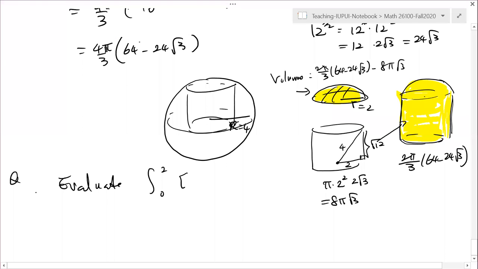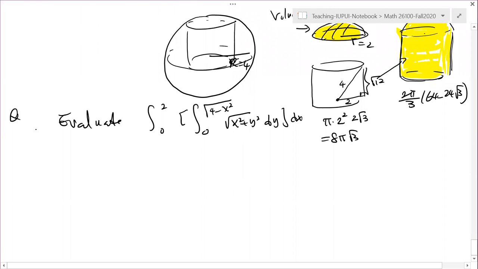I'm not going to work on problem 32 directly, but I'm trying to give you this first. It's from 0, and that will be 4 minus x squared, square root of x squared plus y squared, dy dx. Evaluate this iterated integral. Now you can do that, right? It's very hard to evaluate this iterated integral. The reason is it's a square root of x squared plus y squared. With respect to y, how do you find the antiderivative of the square root of x squared plus y squared?